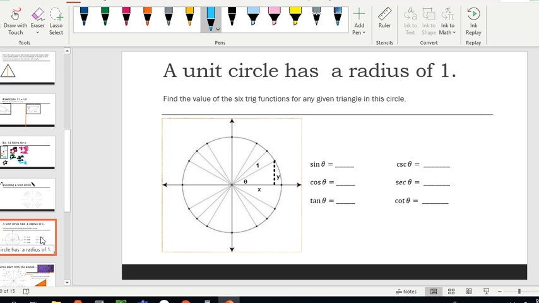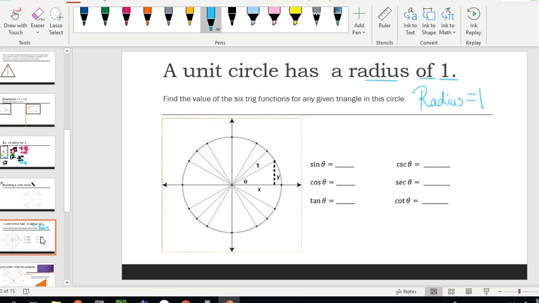So first of all, to build a unit circle, to know what a unit circle is, it is a circle with a radius of 1. Okay, so first of all, I'm going to point out to you that the radius of a unit circle equals 1. Okay, 1 unit. That's why it's called a unit circle.